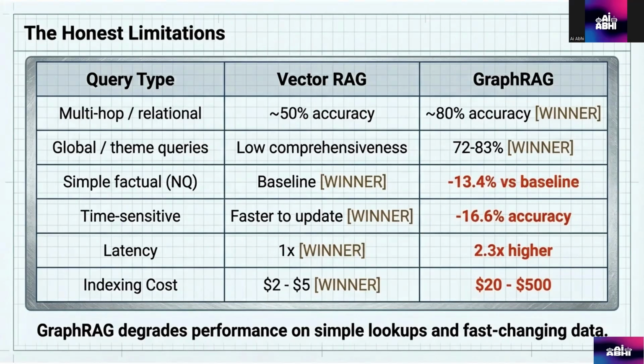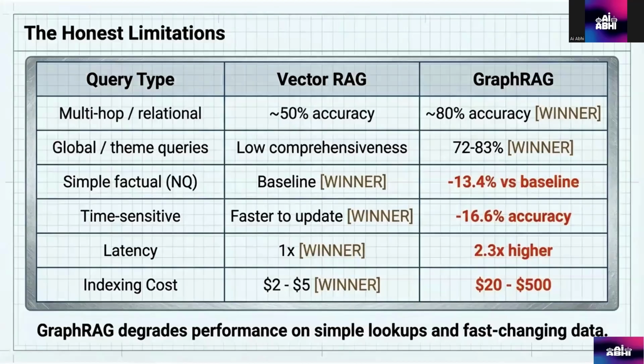Next comes time-sensitive queries: a 16.6% accuracy drop on questions requiring real-time or recently updated knowledge. Re-indexing a full graph is very expensive, and it's not designed for fast-changing data. Next comes multi-hop latency. While reasoning depth improves by around 4.5% on HotpotQA, it comes with 2.3 times higher latency on average, according to Zhu et al. 2025. Slower at query time.